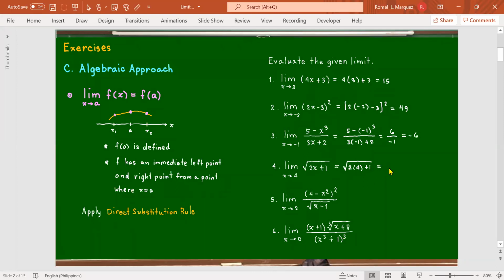What's the value? Square root of 9, no? What is the square root of 9? So that is 3. So that's the limit. Okay? Number 5.